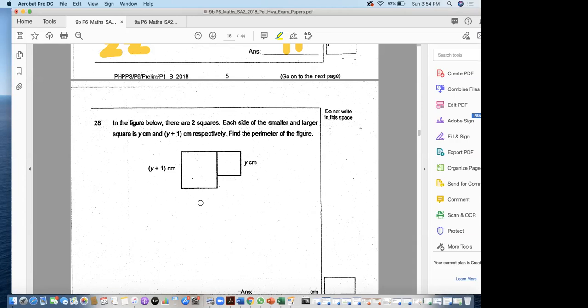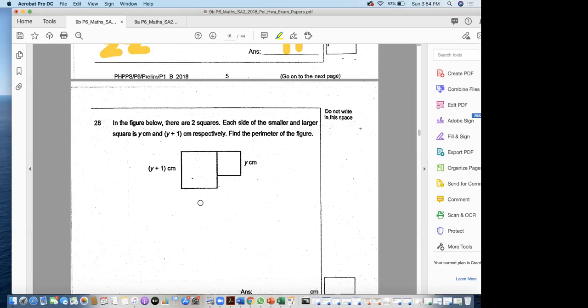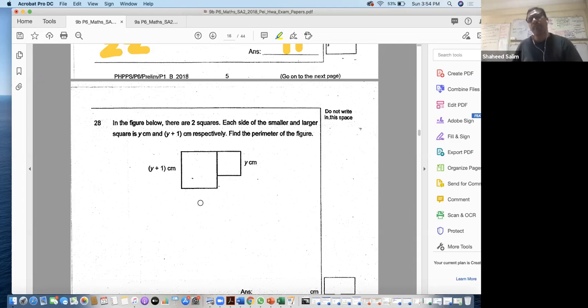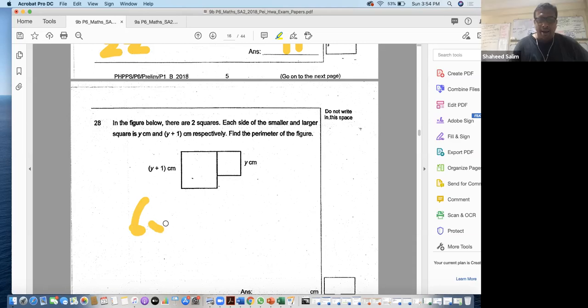Zahira, can do it. Zahira's doing it. Okay, come. Can do it, got to believe you can do it. 6, 12y plus 4? 6y plus 4. Is it?